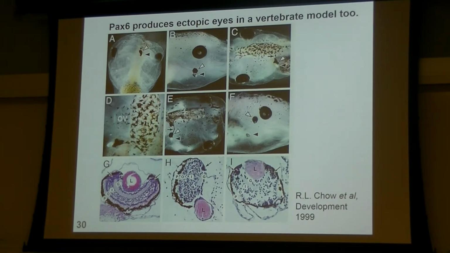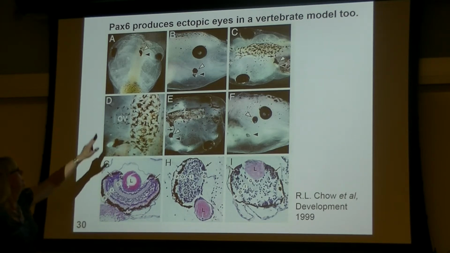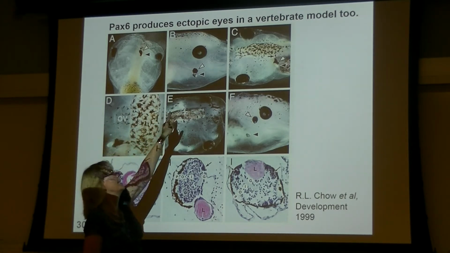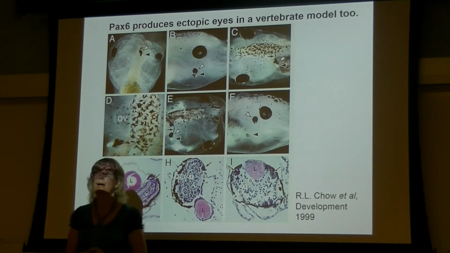You knew it had to happen. Somebody wanted to do that move-it experiment in a vertebrate as well. So here they are expressing frog PAC6 in an ectopic fashion. And in this case, it will generate some ectopic eyes. So these are these little black pigmented structures here indicated by the arrows. All of these are ectopic eyes.